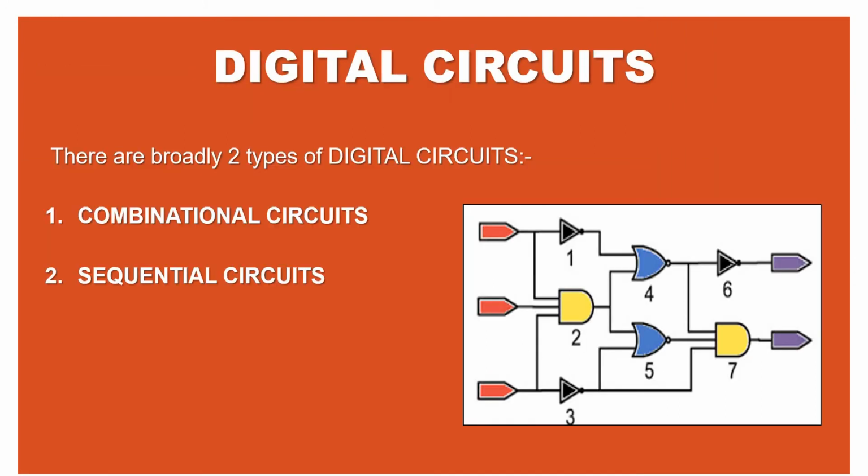The combinational circuits fall under the category of the digital circuits, and there are broadly two types of digital circuits, that is the combinational circuits and the sequential circuits. So now let's begin with what combinational circuits are.